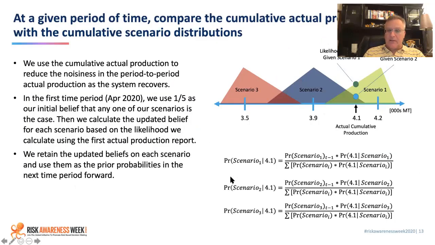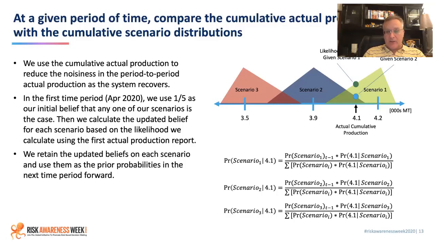So then, as we begin to move forward in time, when production recovers, we start at least in the first period and we get our first production actual. Of course, we compare that production actual to our cumulative forecasted scenario likelihood functions. And on the basis of it being our first time forward after production begins, I'm going to use a prior probability of 1/5 to represent our initial belief that any one of the scenarios would be the case.